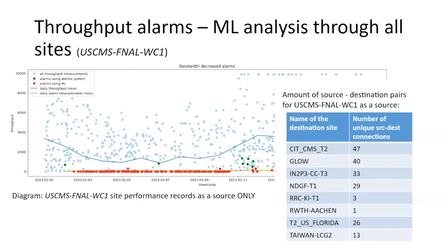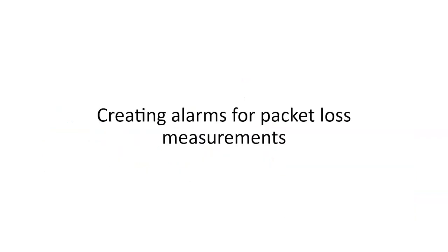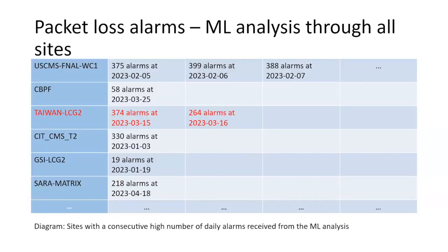So let's get to the other type of alarms, packet loss alarms. I won't be going through all the points from the throughput analysis, and we'll jump straight to the results. The period of time is the same, from the beginning of January till the end of May. And here we can see also that there was an alarm for the Taiwan site and for the US CMS site, which we were seeing just now.